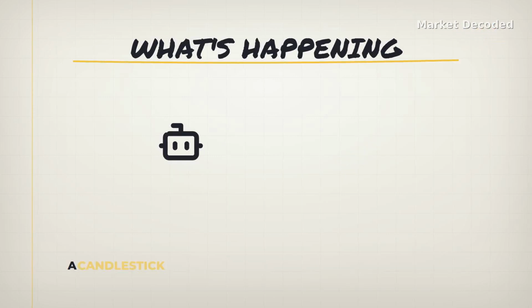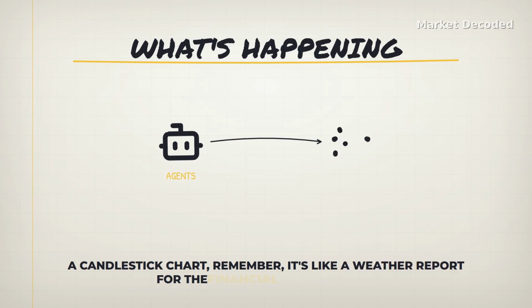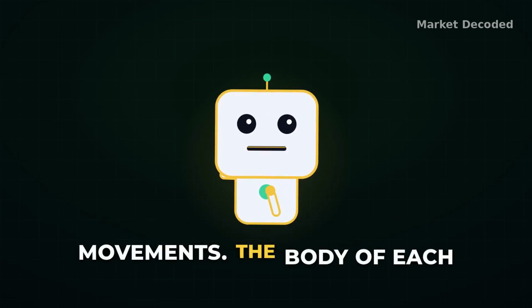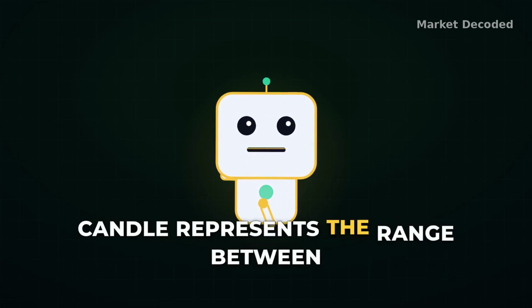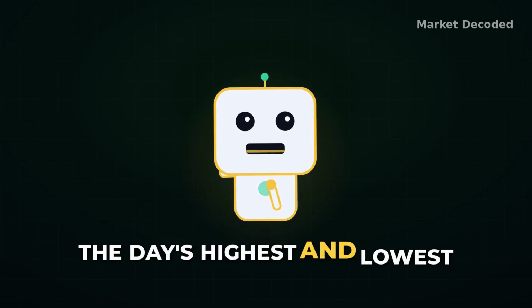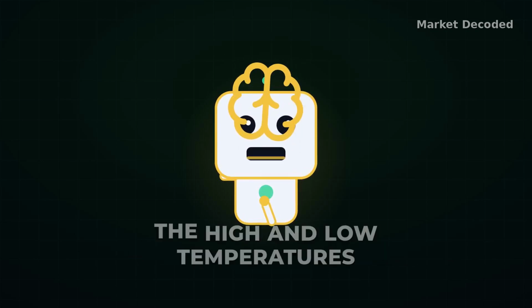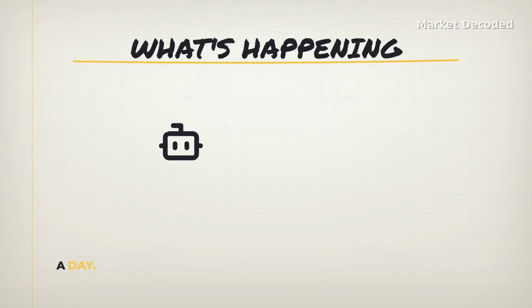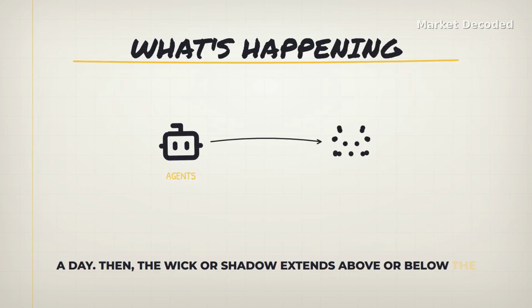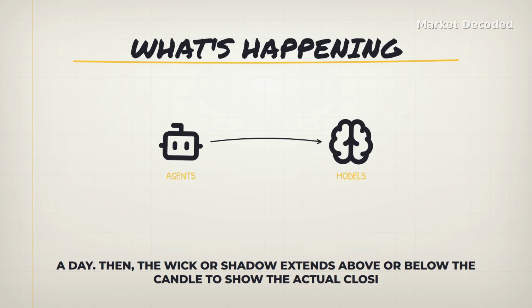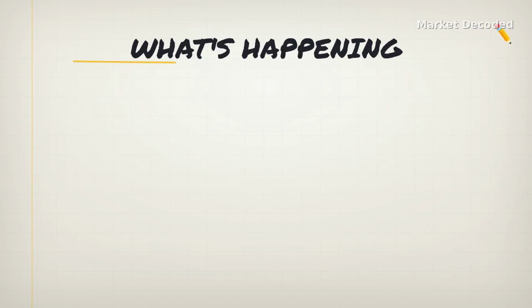So, next time you see a candlestick chart, remember, it's like a weather report for the financial market. Just as weather reports predict changes in the atmosphere, candlestick charts predict changes in price movements. The body of each candle represents the range between the day's highest and lowest prices. Think of it as the high and low temperatures during a day. Then, the wick, or shadow, extends above or below the candle to show the actual closing and opening prices. It's like checking the temperature at sunrise and sunset.